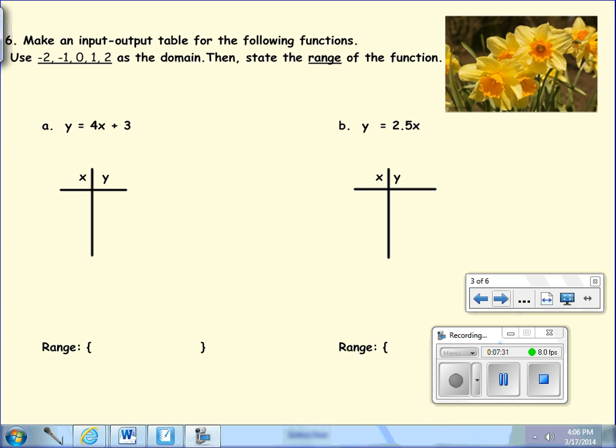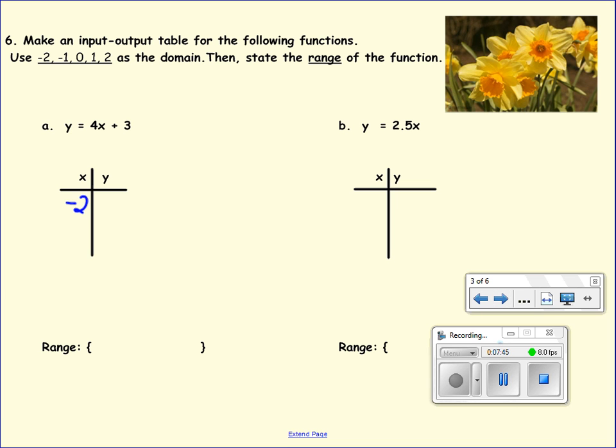In number 6, we're going to make an input-output table for the following functions. You're going to use -2, -1, 0, 1, and 2 as the domain. So I'm going to come to my table and write each of these values here. Now, in order to determine what the range is, or the output, I'm going to plug in the domain in each one of these.